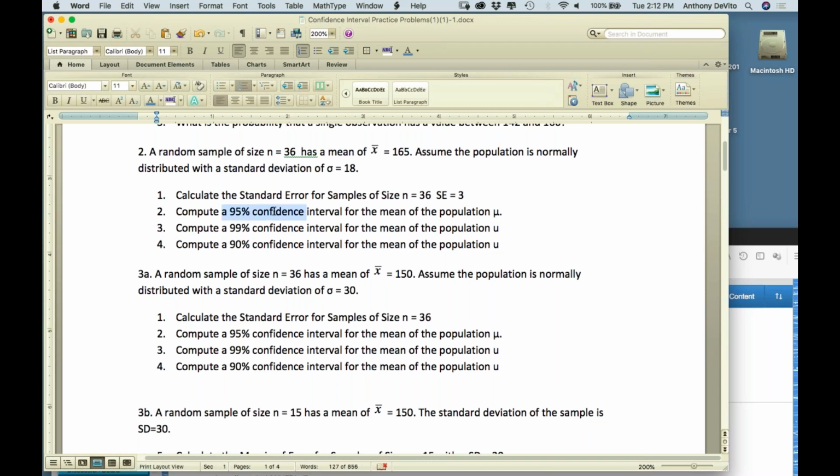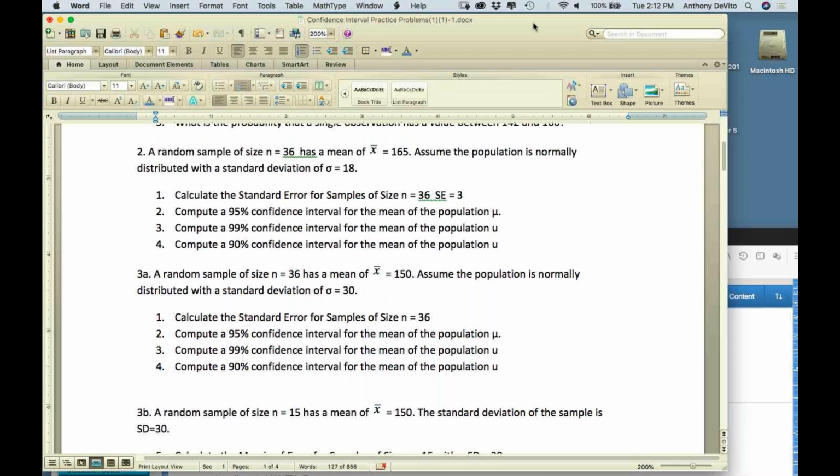Compute a 95% confidence interval for the population mean. Okay, what do we need to know there? We need to know the mean of our sample, X bar, plus or minus the z-score that we need to use for 95%. We know that's 1.96 times the standard error for our samples of size 36, which we know is equal to 3. Okay, so let's calculate that. You guys do it, and when you're done, we'll do it together.